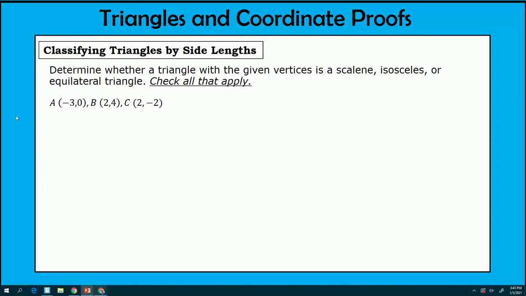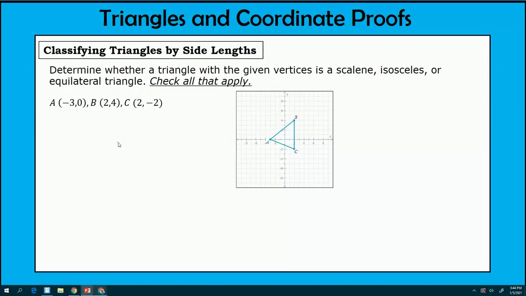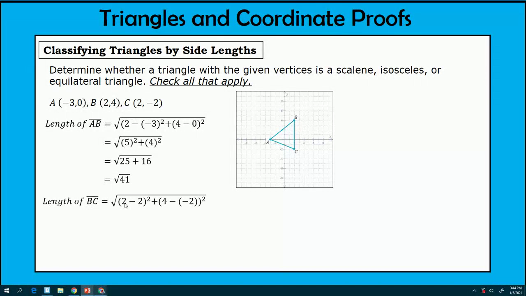Okay. Another one. We've got triangle ABC located at these vertices. We want to figure out, is it scalene, isosceles, or equilateral, just by looking at the coordinate plane. So here's a graph of it. Okay, now let's go over here and do the work. The distance from A to B, difference in the x's squared plus difference in the y's squared, and we get the square root of 41. Length of BC, difference in the x's squared plus difference in the y's squared. We're going to get 6. So evidently I could have counted that one. Look here, BC is vertical. I could have counted that one.